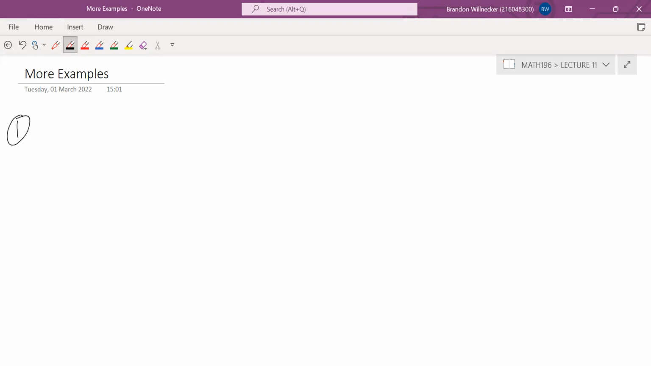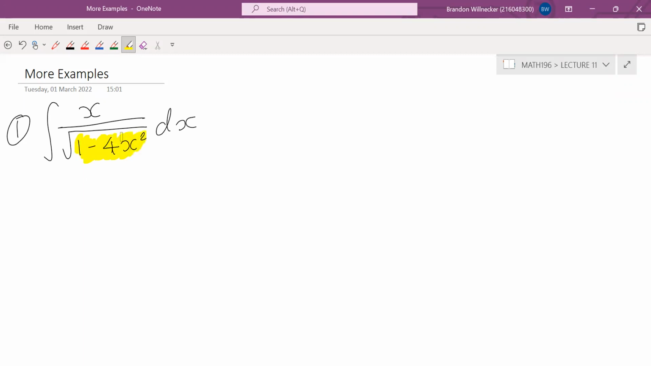Number one, we have the integral of x over the square root of 1 minus 4x squared dx. Okay, so like I mentioned in the previous lesson, what we are looking for is some inner function that makes our integral complicated. So in this case, we can see that we've got 1 minus 4x squared underneath the square root, and that is making this pretty complicated.